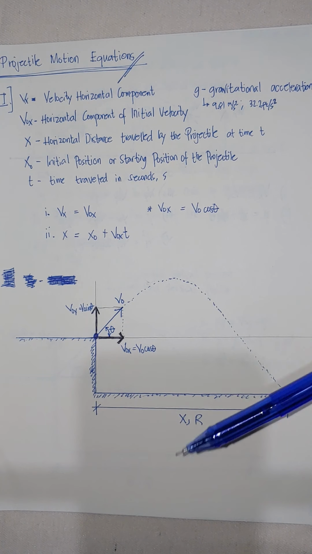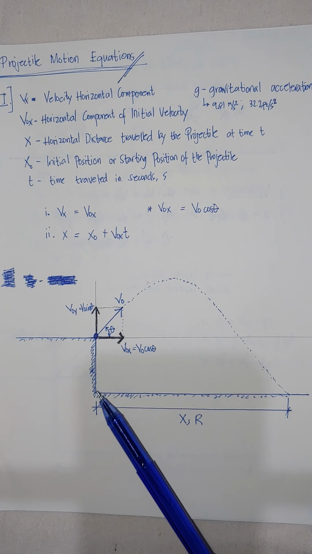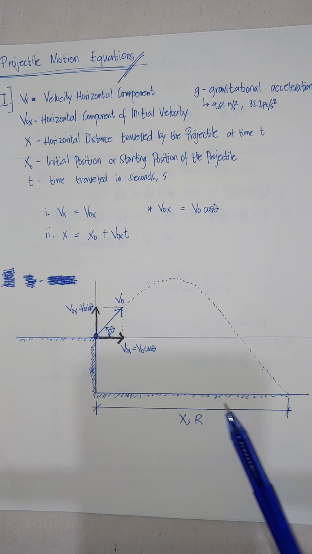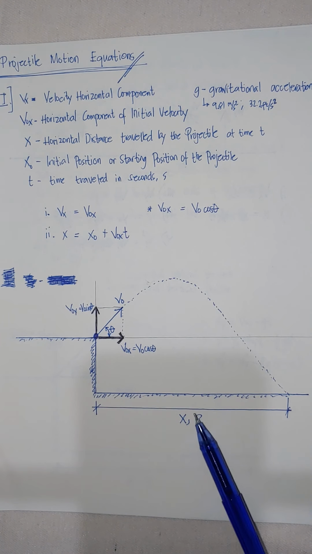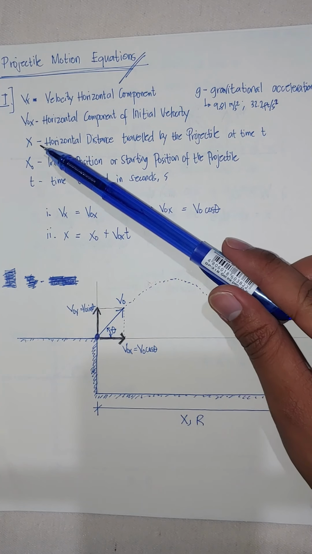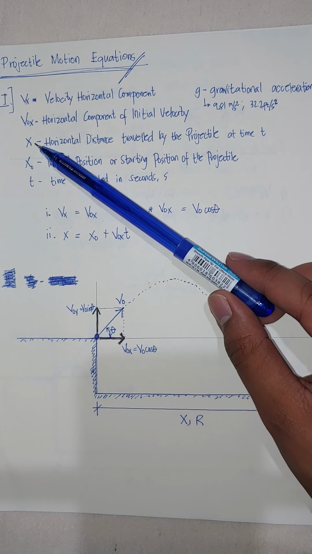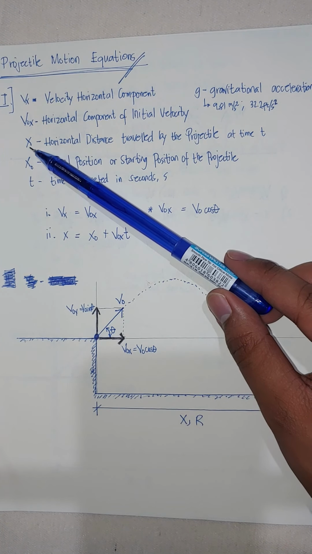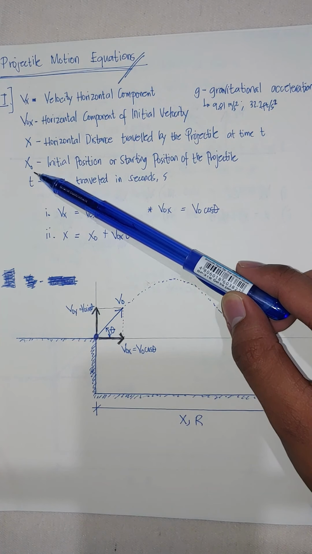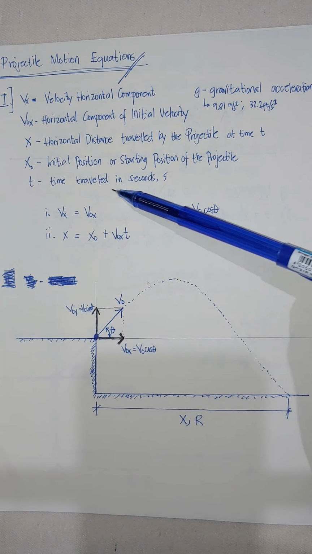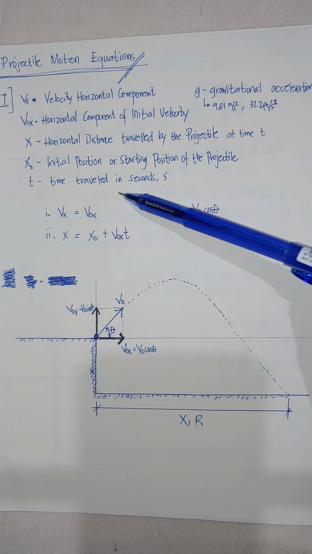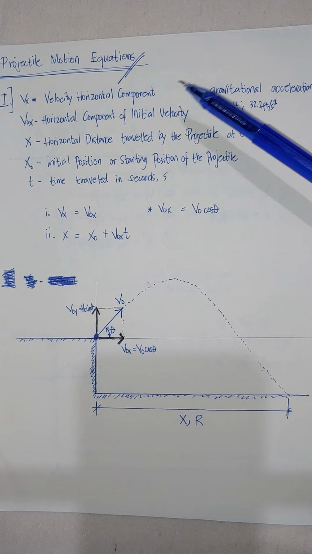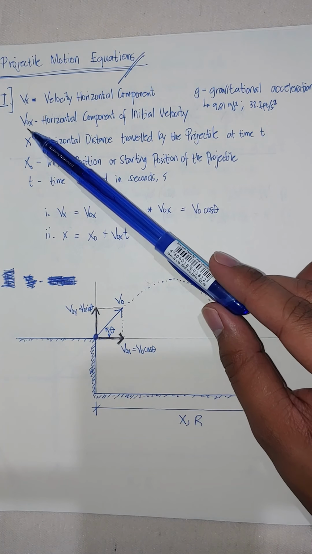So range is the total distance traveled from the starting point to the final point, where it stops. So this is r. And sometimes we also use s, as in our first discussion of rectilinear kinematics. And x naught is the initial position or starting position of the projectile. T, of course, represents the time traveled in seconds. So these are the meanings of the symbols.